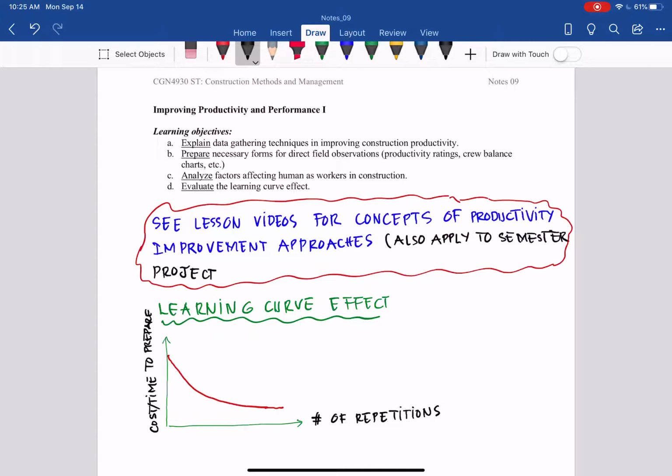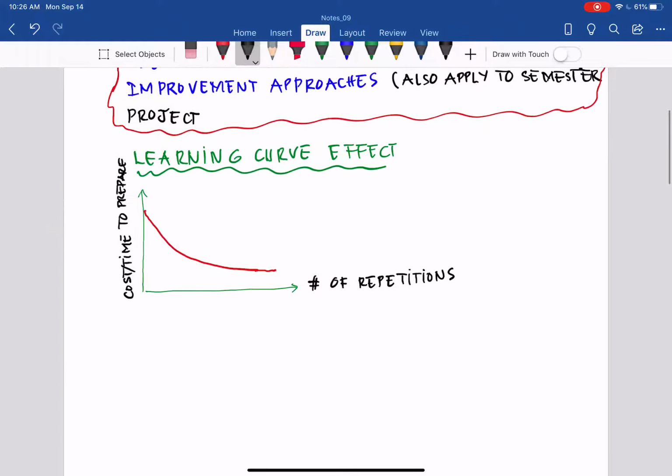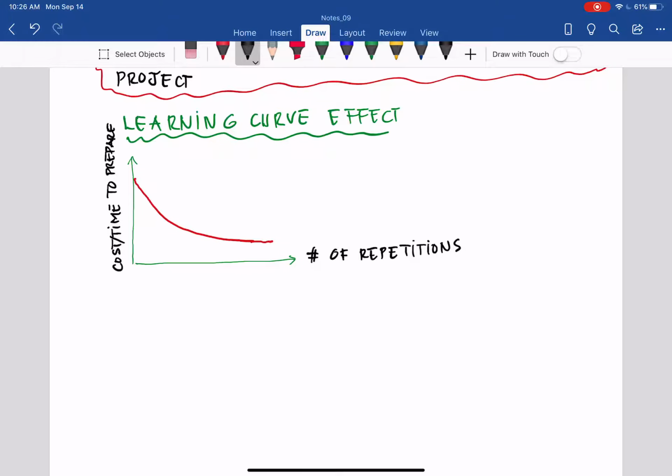Before we get into the mathematical models for the learning curve effect that we are showing in this video, I suggest you watch and learn from the previous lesson videos for this class about the concept of productivity improvement approaches, and that will also apply for the semester project that we are going to start today. So let's go to the learning curve effect again, and we have two approaches for the mathematical models.